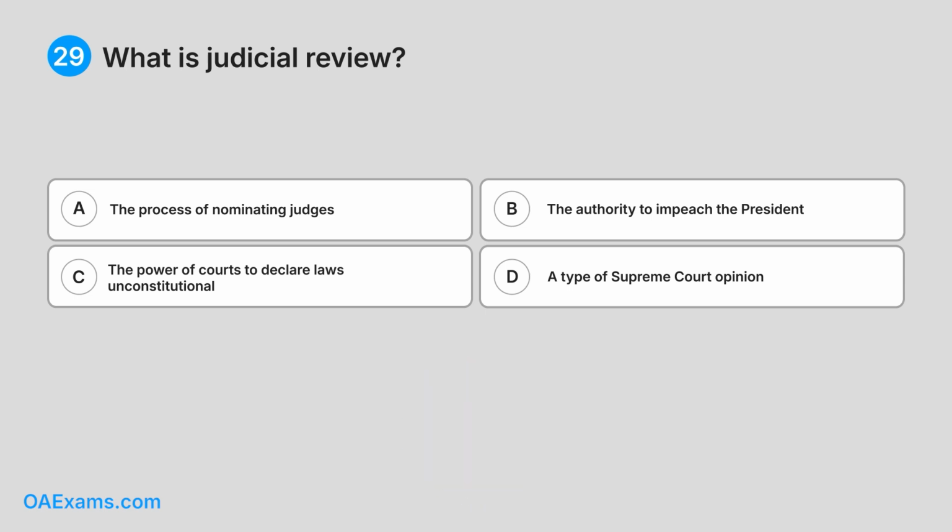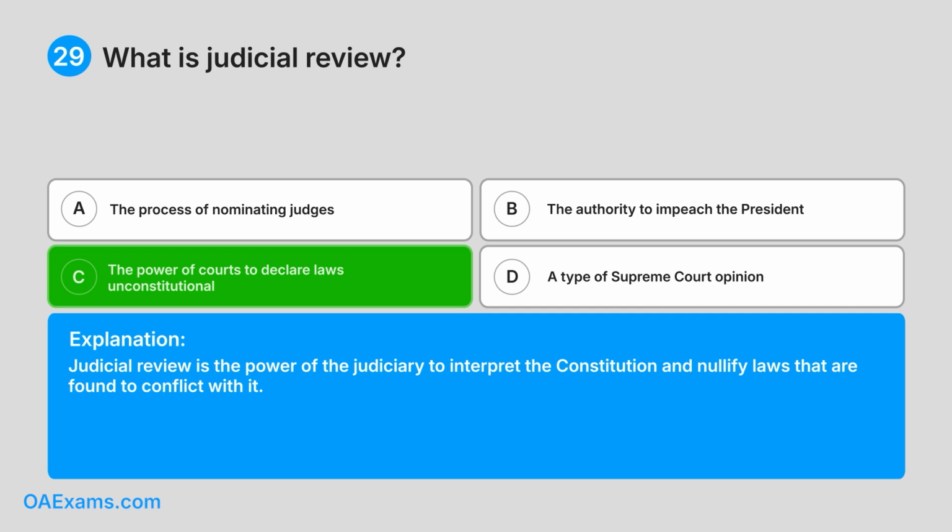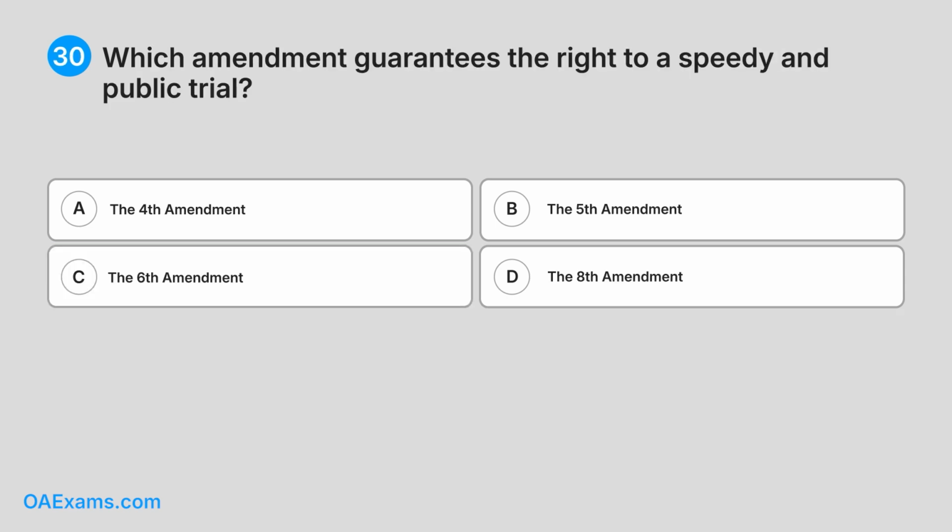Correct answer: C. The power of courts to declare laws unconstitutional. Explanation: Judicial review is the power of the judiciary to interpret the Constitution and nullify laws that are found to conflict with it.